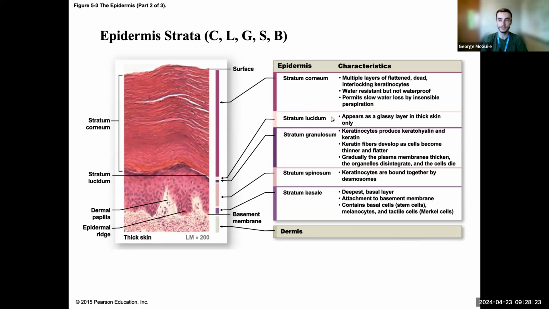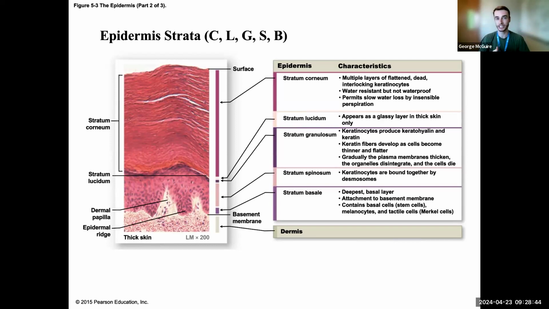The stratum lucidum, our next superficial layer, is only found in thick skin. So that's the skin that we have on the palms of our hands and the bottoms of our feet. So this is not present in a majority of your epidermis. It's only found in those two areas on the human body. And this appears as a glassy layer under a microscope.